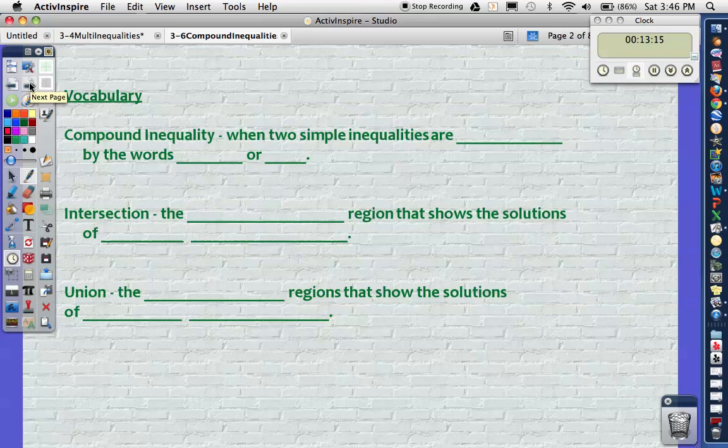So you need to be familiar with the vocabulary here. Compound inequality is when two simple inequalities are combined with either the word and or the word or. Okay? So we're going to just classify them as and or, but you can call them either an intersection or a union. An intersection is the overlapping region that shows the solutions of both inequalities.